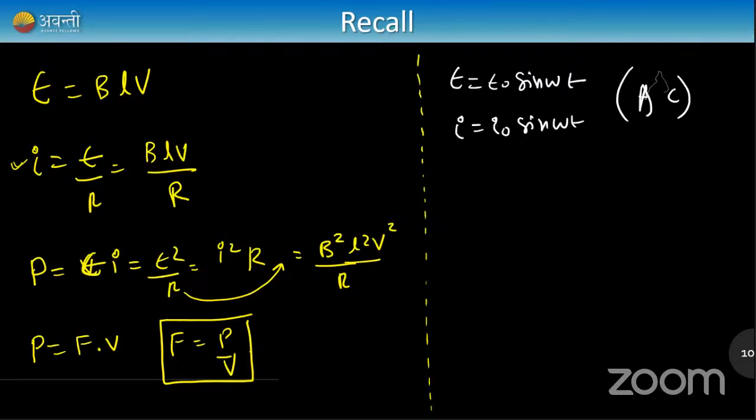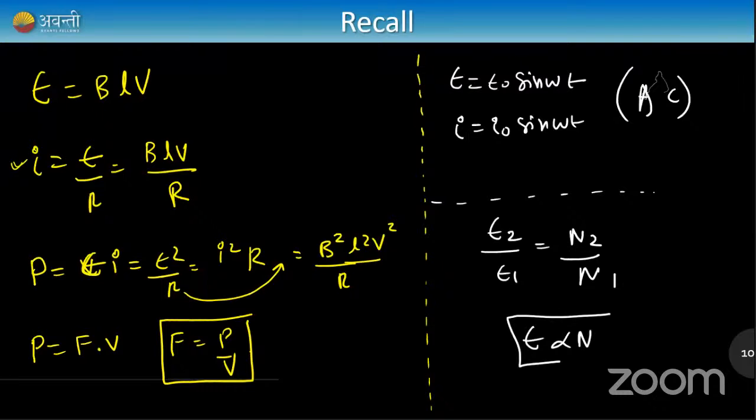And later on, we saw transformers. In transformers, we noticed that current induced in secondary coil by current induced in primary coil is equal to number of turns in secondary by number of turns in primary, or EMF is directly proportional to number of coils. So by this idea, I devised a step-up transformer to increase the voltage, and by this idea, I devised a step-down transformer to decrease the voltage.